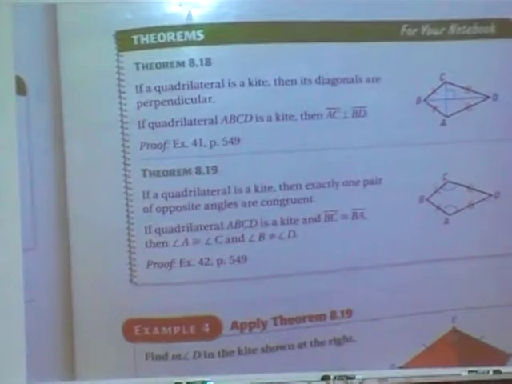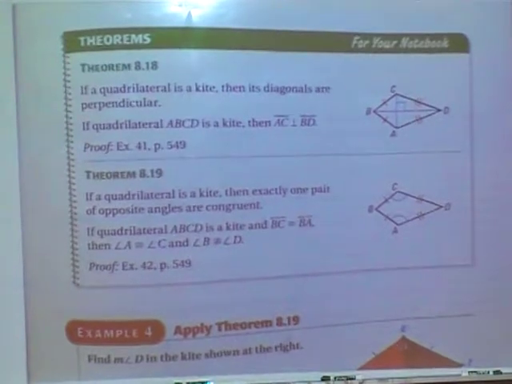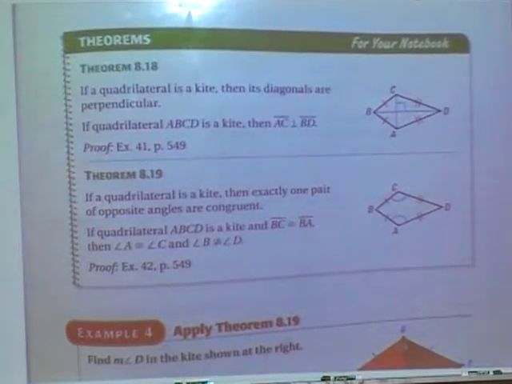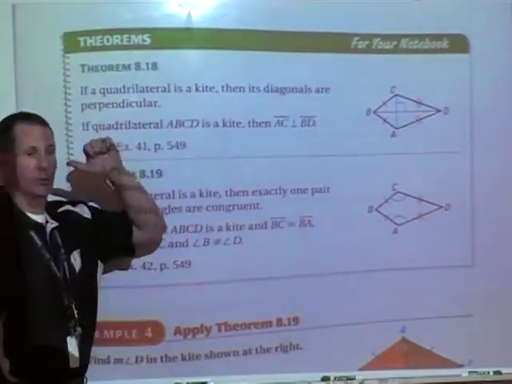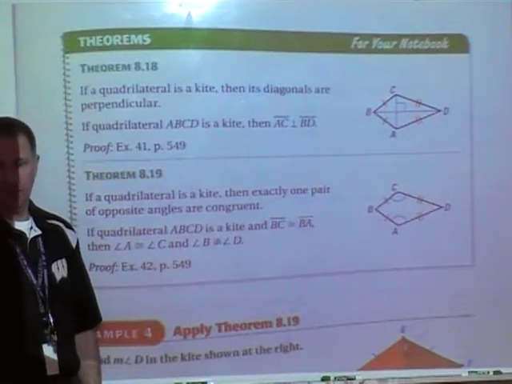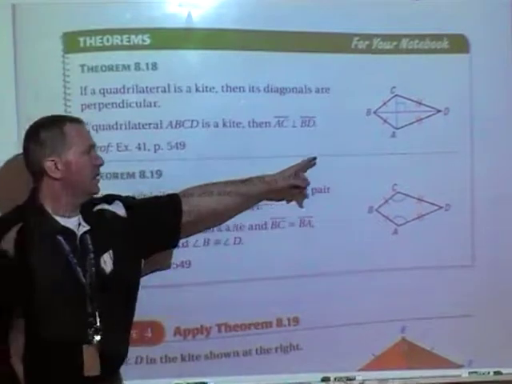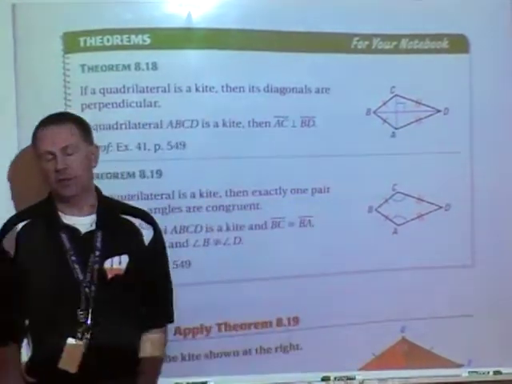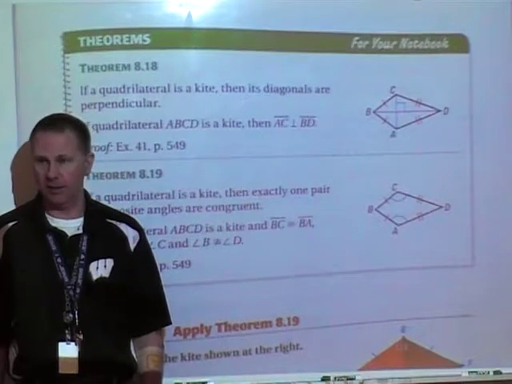All right, let's take a look at the other two. Now listen to me. These are the two kite theorems. This is very important. We don't always talk about kites, but they're special. So if you're being told it's a kite, then you know that the diagonals are perpendicular. If it says it's a kite, by this theorem, you can say that the diagonals are perpendicular to each other. If it doesn't say it's a kite, you can't say that.